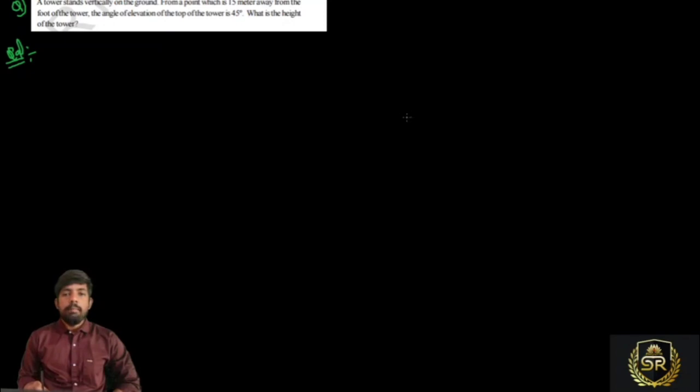A tower stands vertically. So here I am drawing; let us consider this is a tower. From a point, let us consider this is a point on the ground, from a point 15 meters away from the foot of the tower. This is the foot of the tower, and this is 15 meters away.